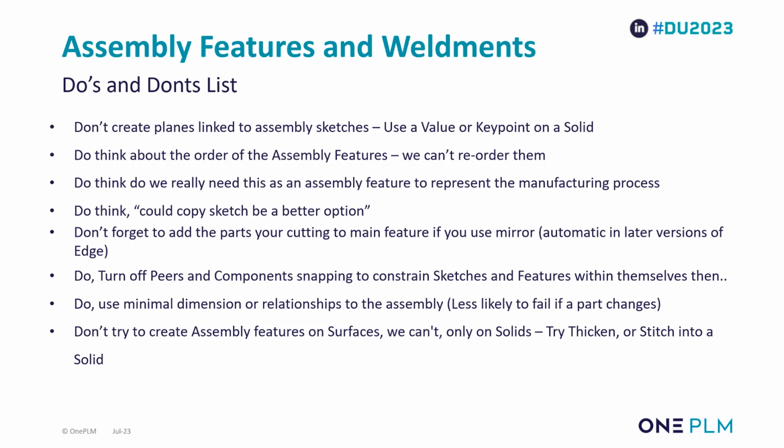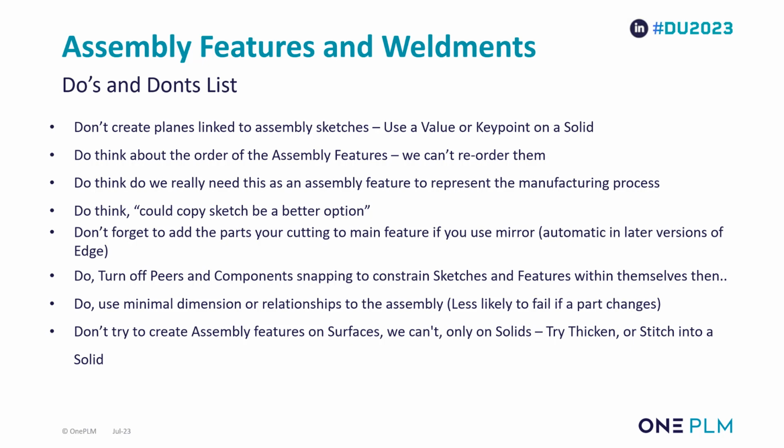Think about peers and components. If you've used assembly features, you will have had to turn peers, components, and silhouette edges on. So when you're not working with peers, turn them off. If you just constrain the sketch in itself, turn the peers off, so you're not constantly trying to create relationships to the underlying geometry.